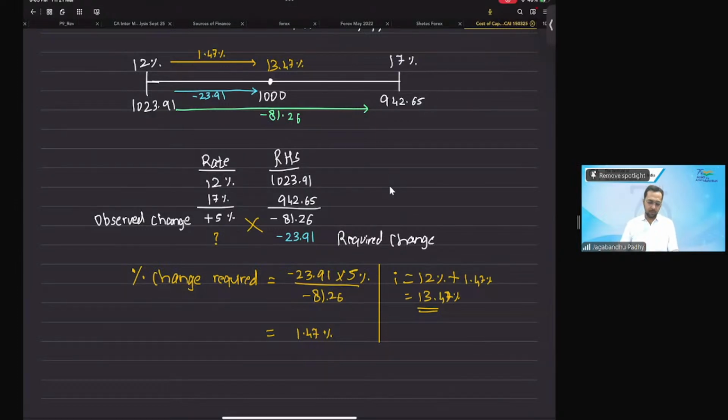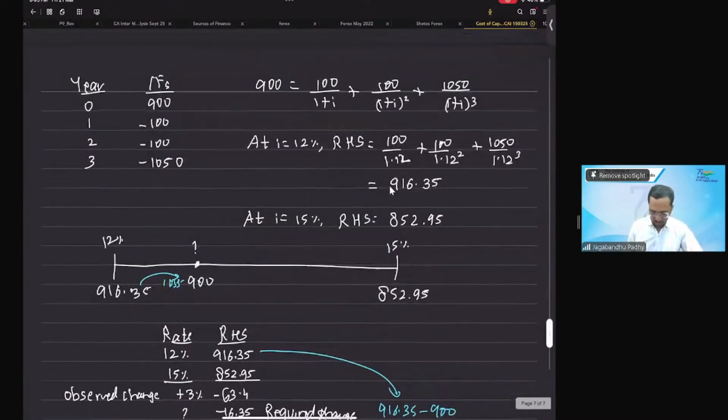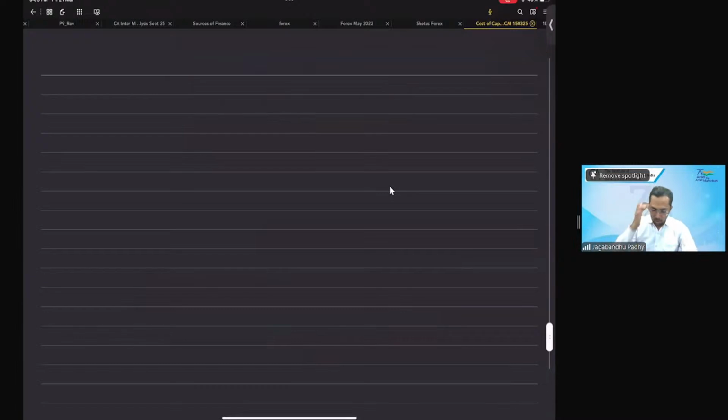Now let us take it forward for further discussion. We are yet to look at the next type of cost of capital, which is cost of equity. So let's get started with cost of equity.